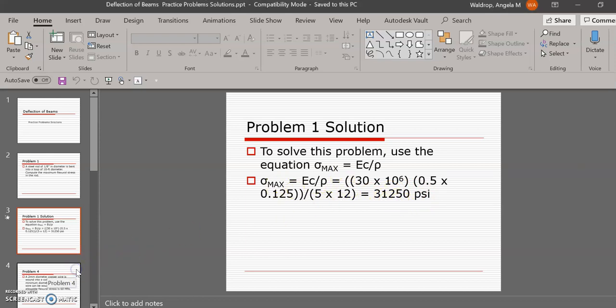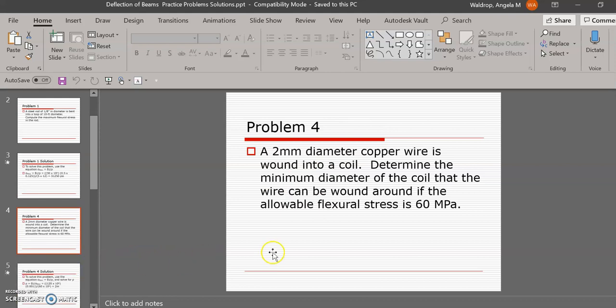Now, if you look at problem number 4, it's another type of problem here. And we need to figure out the minimum diameter of the coil that the wire can be wound if the flexural stress, the allowable stress, is 60 megapascals. It's the same equation that we used before in problem number 1, but in this case, we're kind of working backwards. We're given the stress, and we need to find the radius of curvature for it.